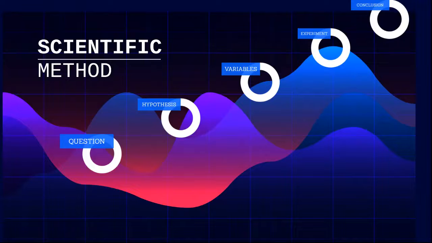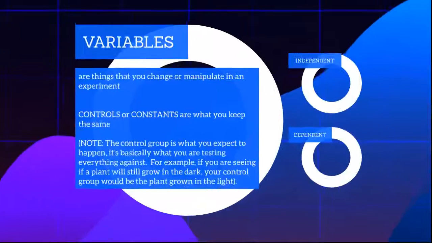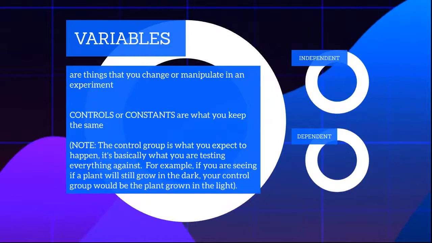The next piece is to identify the variables. Now, scientists don't literally sit down and go, my independent variable is this, my dependent variable is this, but they organize their experiment that way to make sure that it's fair to the outcome that they're looking for. So, variables. This is the part that students really get tripped up on sometimes. Variables are things that you change or manipulate in an experiment. Controls or constants mean the same thing. They are what you keep the same.